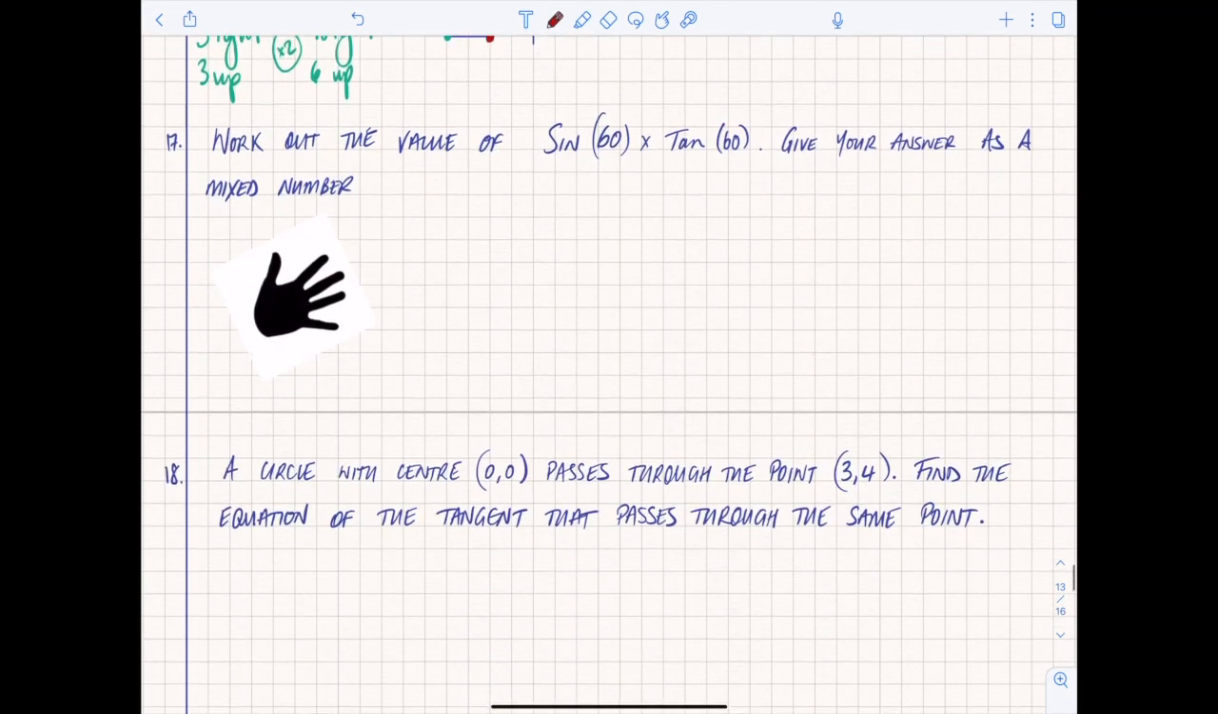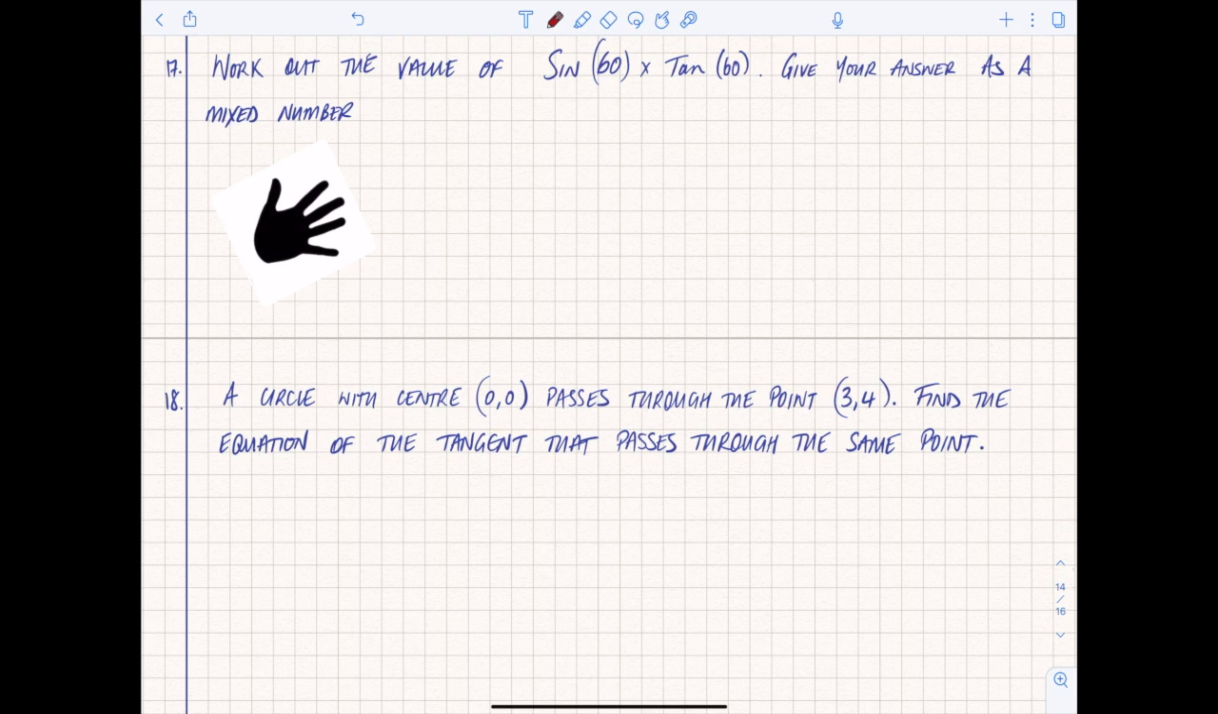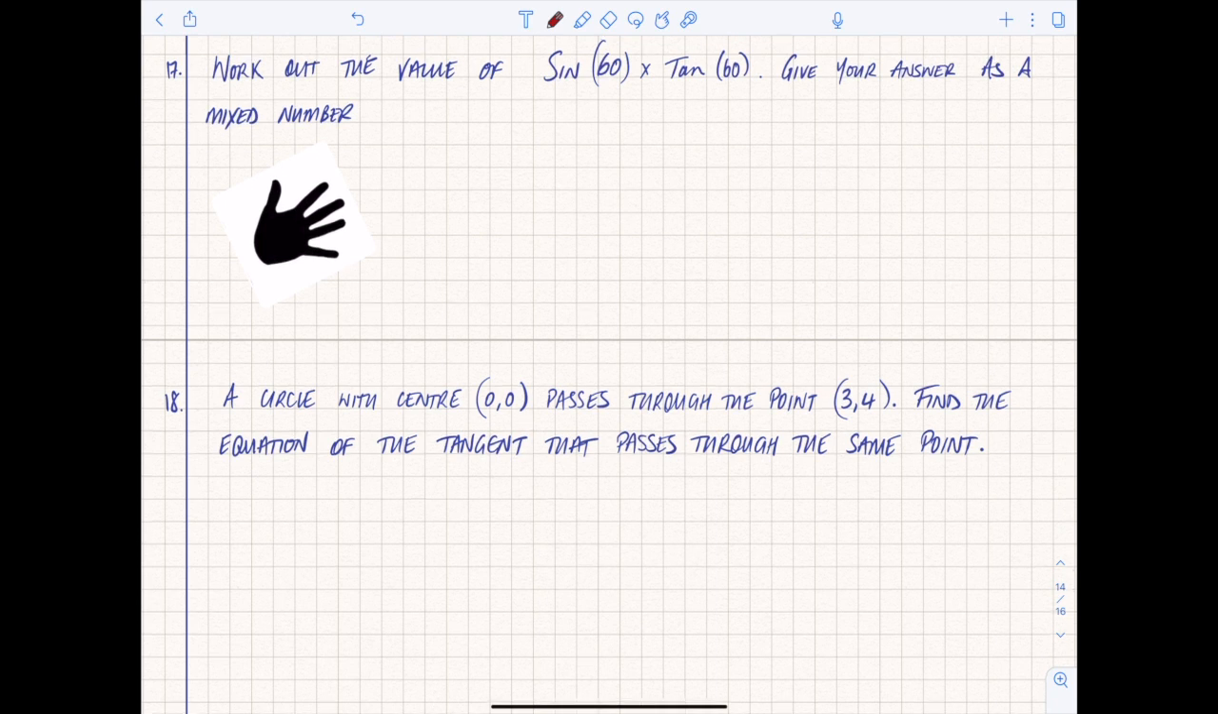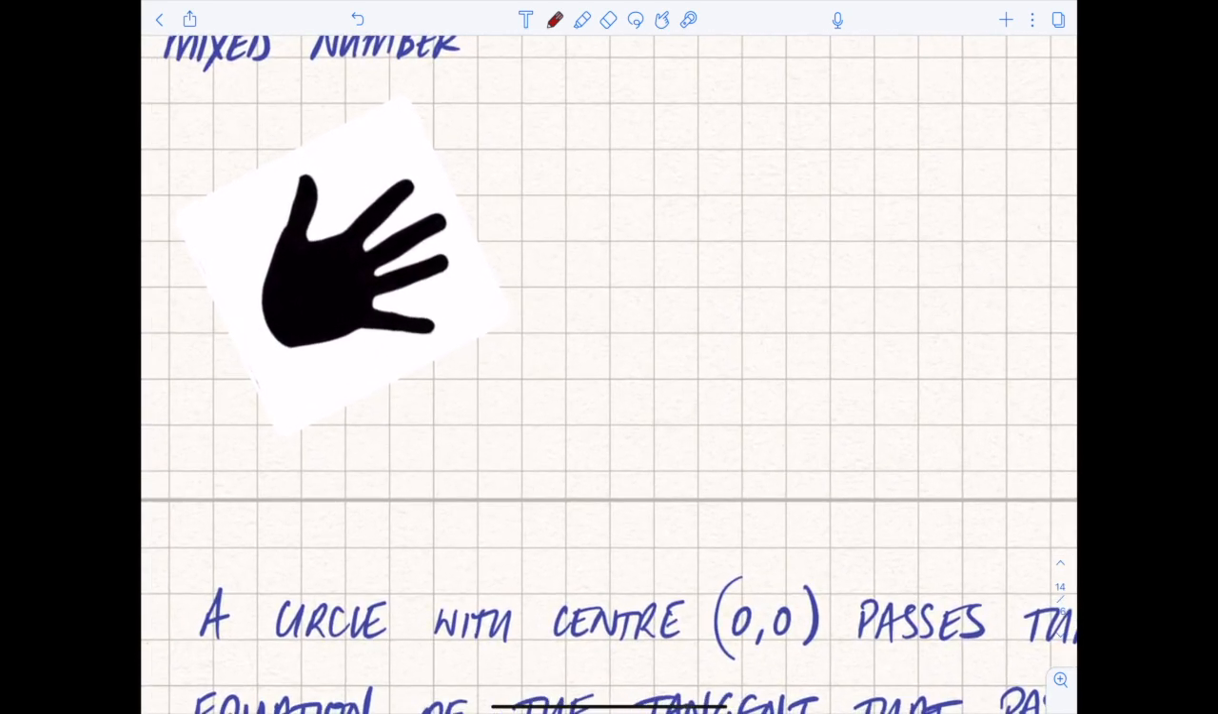Okay, so moving on to question 17, we're going to look at exact values of trig. So what I've got here is a diagram of a hand, which is going to help you with exact values of trig. So I'm going to quickly just recap this.